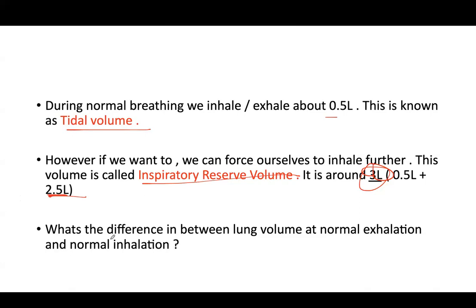So I have a question for you guys. Let's say we have a person that has exhaled normally, a normal exhalation, and then he takes a deep breath in. So normal inhalation. What's the difference in the lung volume between these two cases? How many liters would the difference be? It's the same person, the same lung. In the first case, he's exhaling, so he has this volume in his lungs, X, and then he's inhaling, which changes the volume. How much is the change?